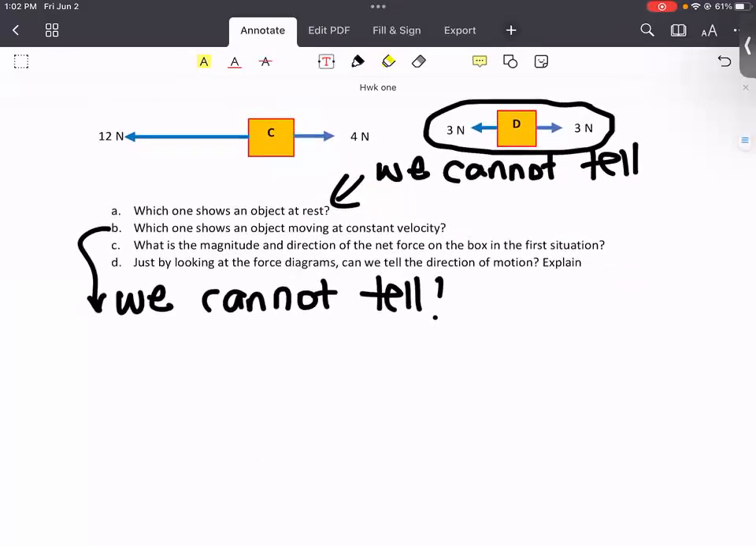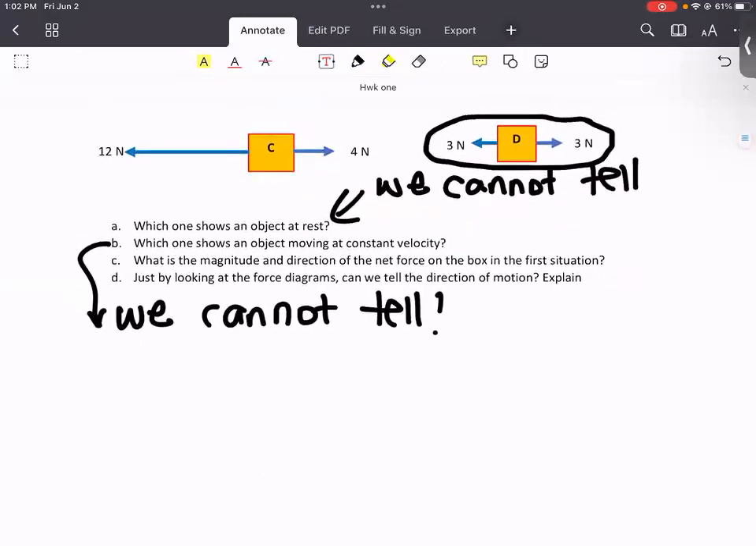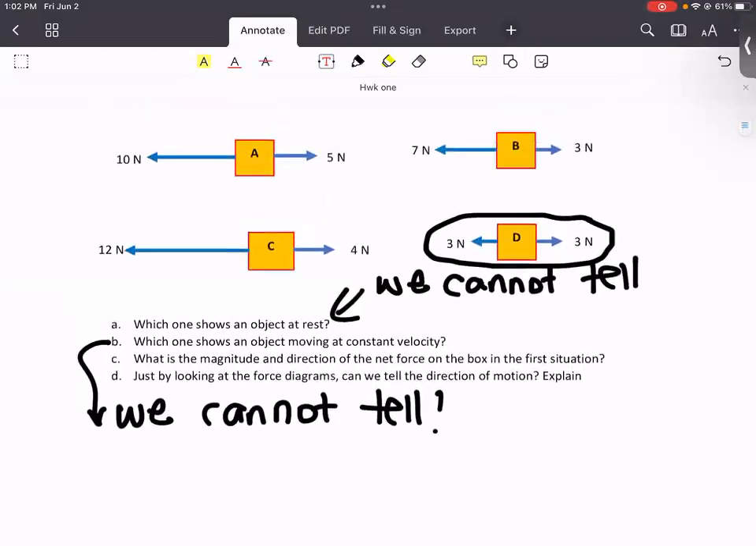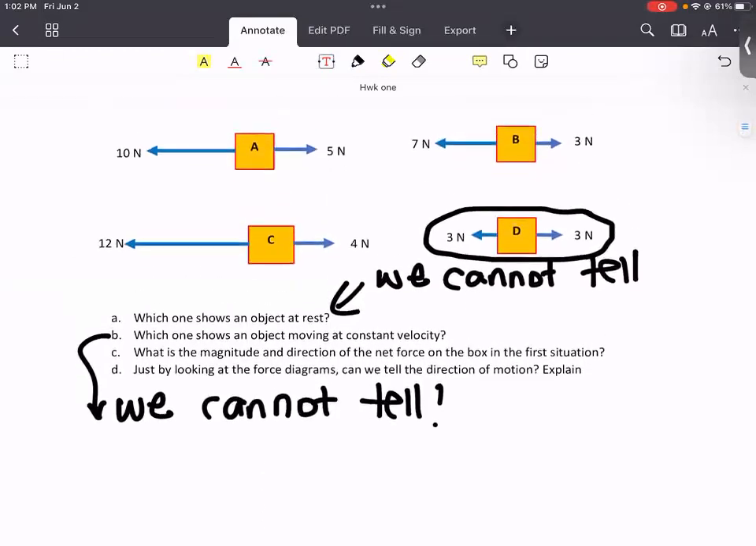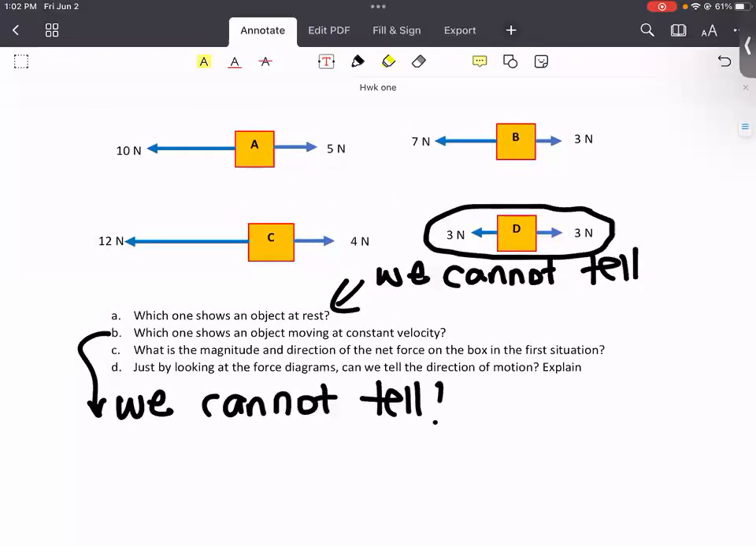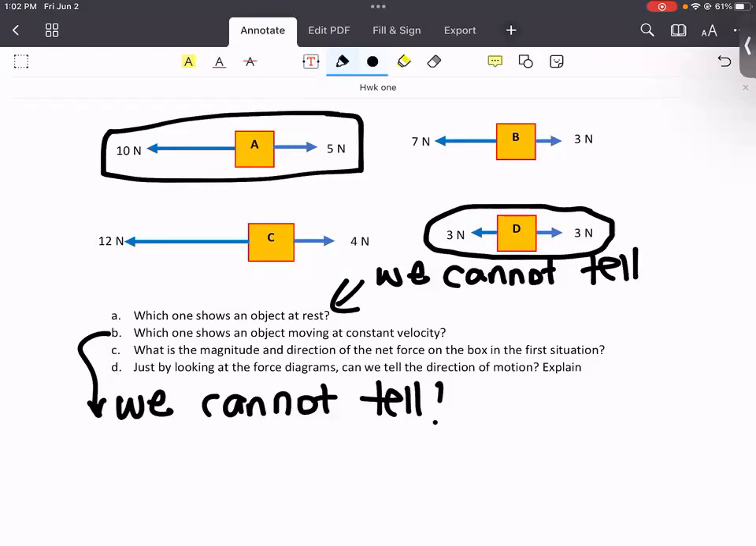Okay, question 1C. What is the magnitude and direction of the net force on the box in the first situation? So we want to find the net force in the first situation. So this is the situation here. Now remember, we write the net force as this. So that's the net force.